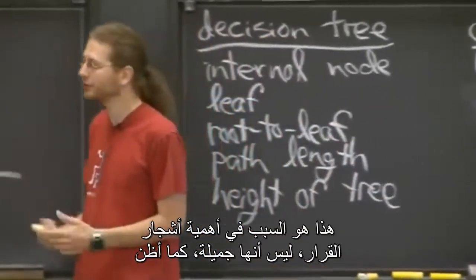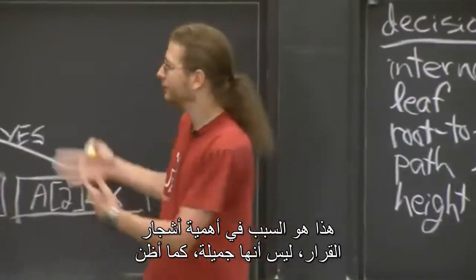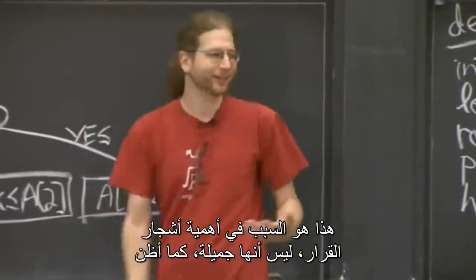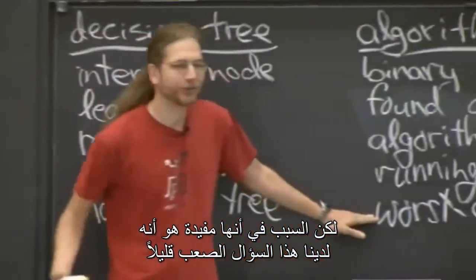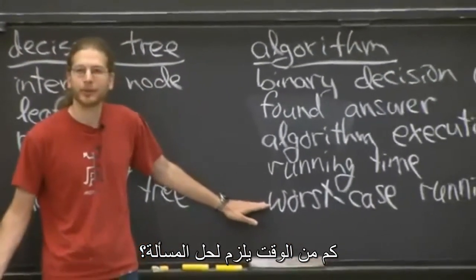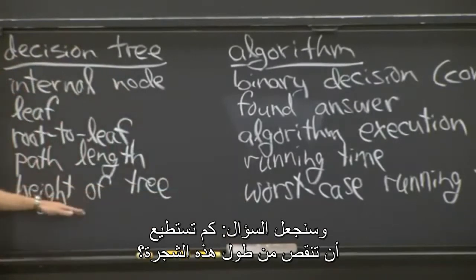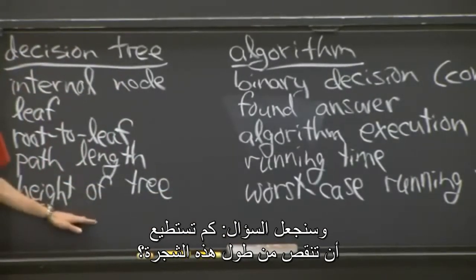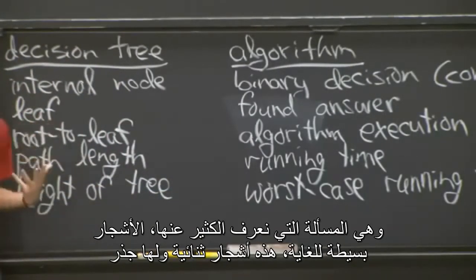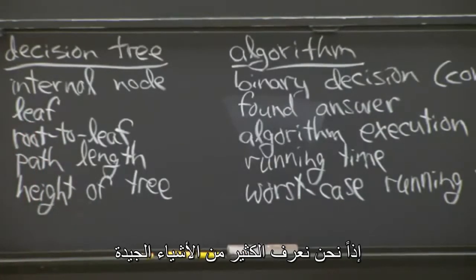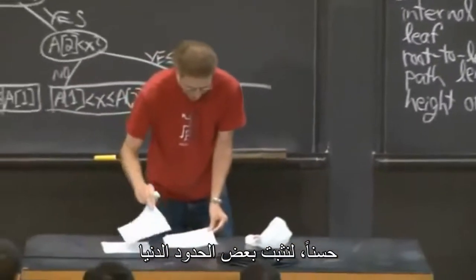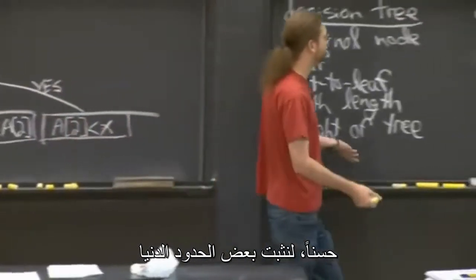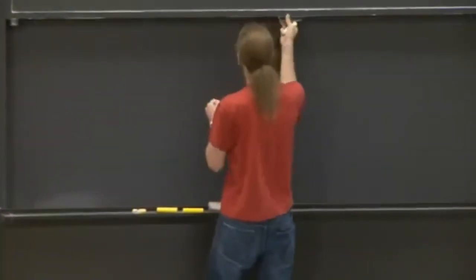So this is why decision trees are interesting. Not because, I mean, they're pretty, I guess. But the reason they're going to be useful is we have this kind of hard question, which is how much time do you need to solve a problem? And we're translating it into how low can you make your tree, which is a problem we know a lot about. Trees are pretty simple. These are binary trees. They're rooted. And so we know lots of good things. All right. So let's prove some lower bounds.